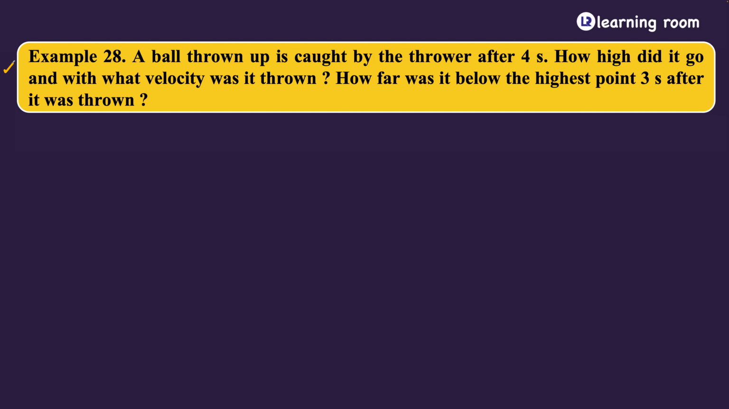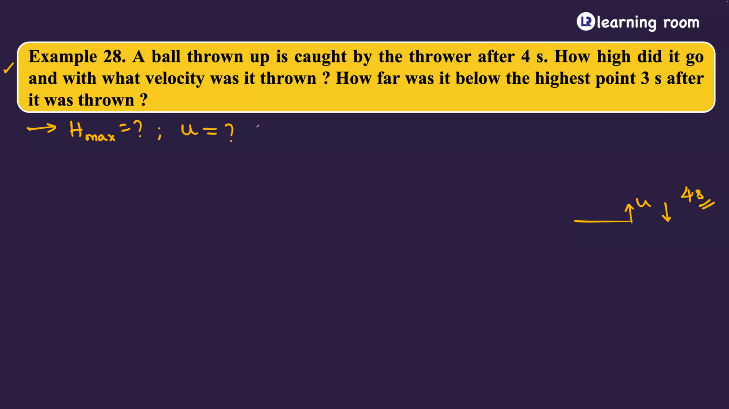A ball is thrown up and is caught by the thrower after 4 seconds. So there is a person who is throwing the ball upwards and it is coming back to the person's hand in 4 seconds. How high did the ball go and with what velocity was it thrown? So question number 1 is, what is the maximum height attained by the ball? Second is, what is the initial velocity which was imparted to it?